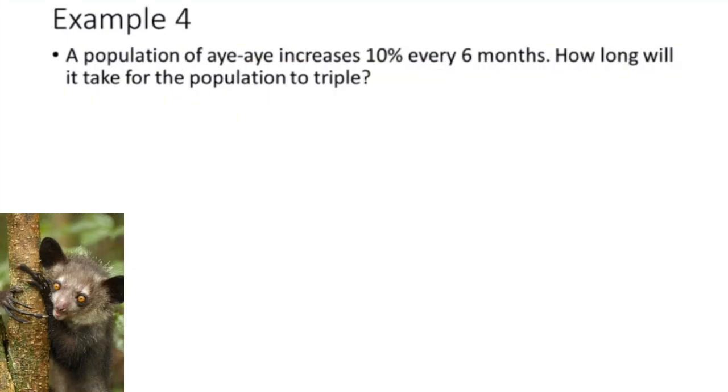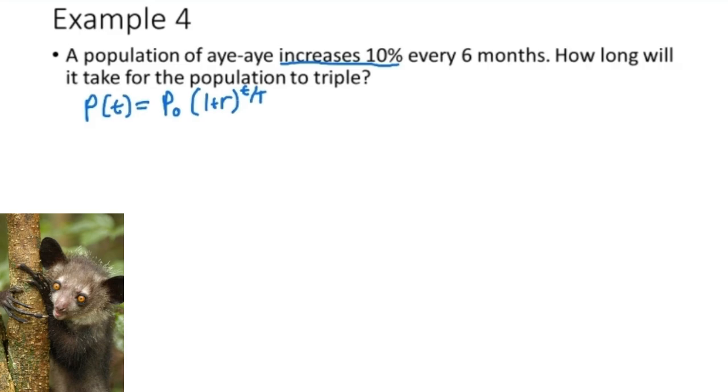A population of II increases 10% every 6 months. How long will it take for the population to triple? Similar to the previous problem, we're given a percentage for which our population will, in this case, increase over a certain period of time. So using P for population, our model is going to be in the form of P of t equals P sub 0 times 1 plus r raised to the t over T. And we have 1 plus r as the base because we have a percent increase.